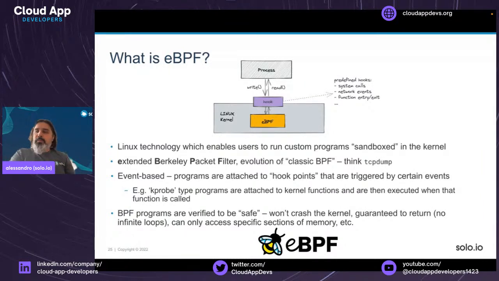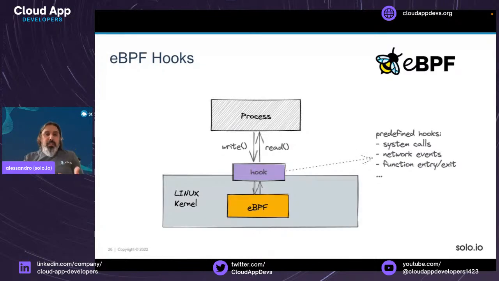So a lot of CNIs, the container network interfaces in Kubernetes, are actually relying on BPF, most notably Cilium, which is what we at Solo also use as a foundation for the service mesh.